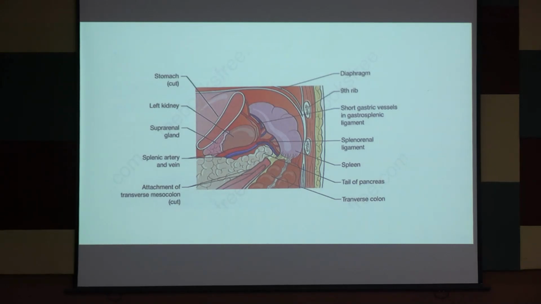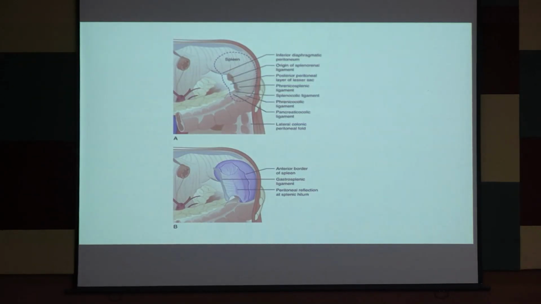You can see the stomach, the greater curvature of the stomach, the left kidney, above there is the diaphragm, the 9th rib, anteriorly you can see the splenorenal ligament, the tail of the pancreas which you can see below, and the transverse colon. Now in the first photo are the posterior peritoneal attachments. It shows the inferior diaphragmatic peritoneum, origin of the splenorenal ligament, the phrenicosplenic ligament, splenocolic ligament and the phrenicocolic ligament, which is below.